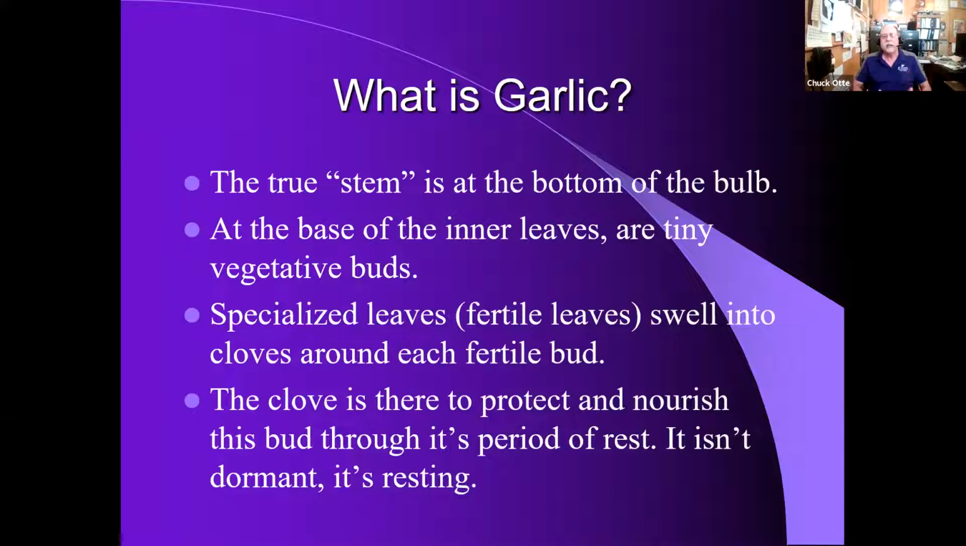The true stem of garlic is actually at the bottom of the plant. When you pop the bulb open and get those cloves out of there, the very base is the actual stem. At the base of the inner leaves are tiny vegetative buds. These are specialized leaves, sometimes called fertile leaves. They swell into cloves around each fertile bud. The clove's purpose, other than for us to eat it, is to protect and nourish the bud through its period of rest. It isn't dormant, it's resting.